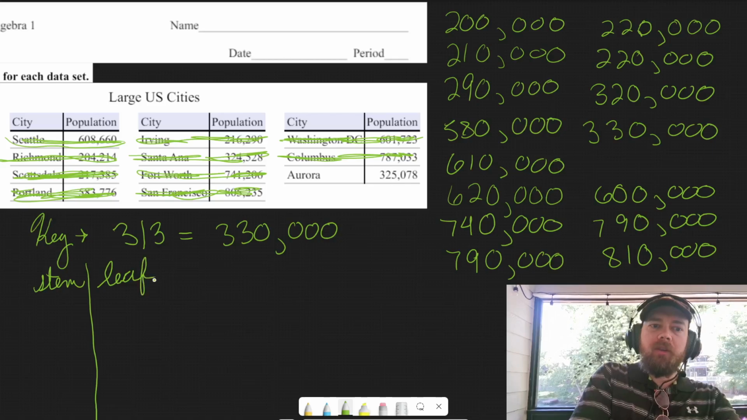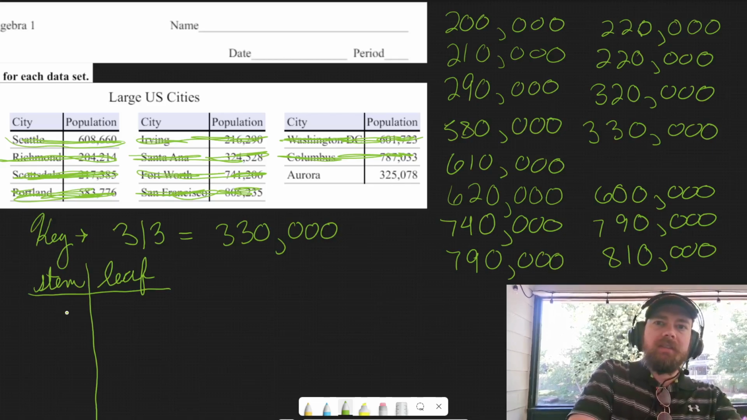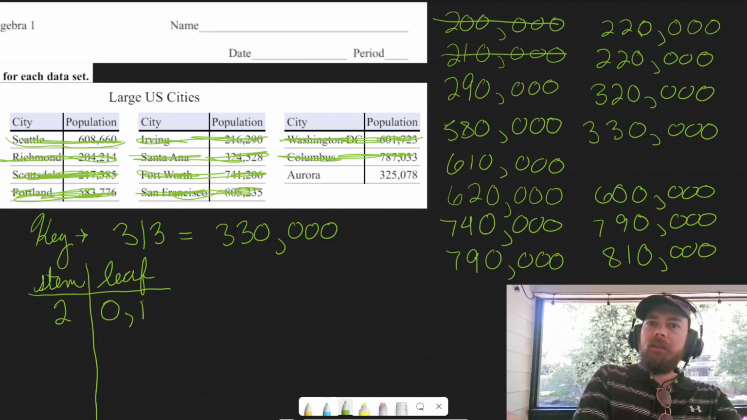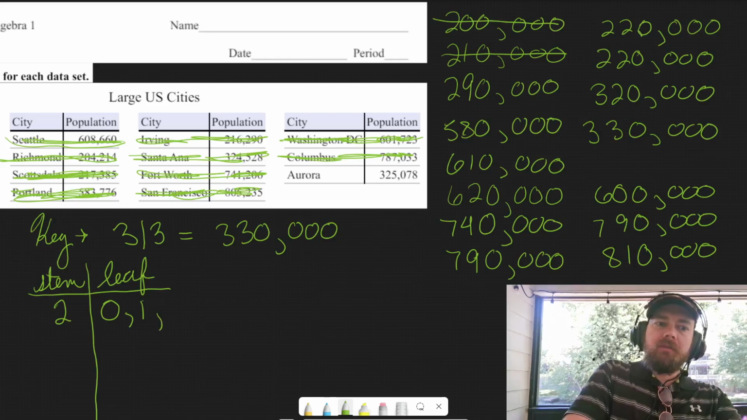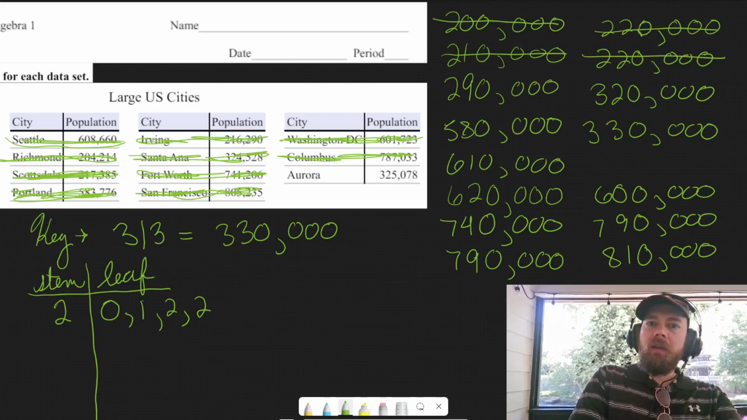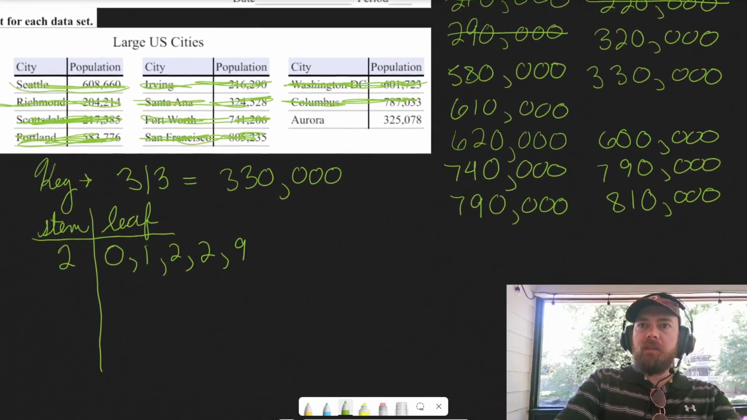You can put leaf or you can put leaves. Either one is fine. And then we just go in order. I don't have them all exactly in order here, but I have them mostly in order. So we'll start at 200 thousand. That would be a 2 and a 0. So a stem of 2 and a leaf of 0, comma. Now I've got this one. I also have a 1, and that's this one. I have two 2's. I'm going to list both of them. 2, 2, and a 9. Quite a few 2's. And then that's it. So that's all of those. I'm going to scroll down a little bit now.